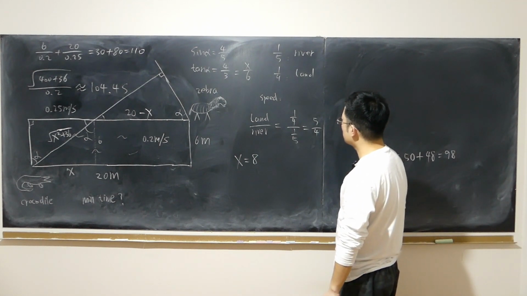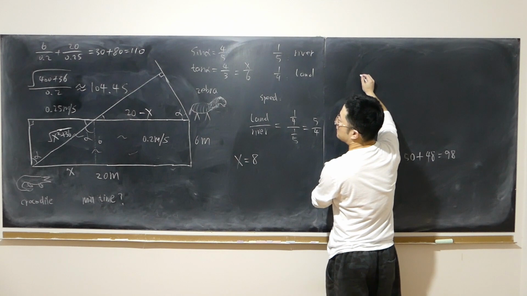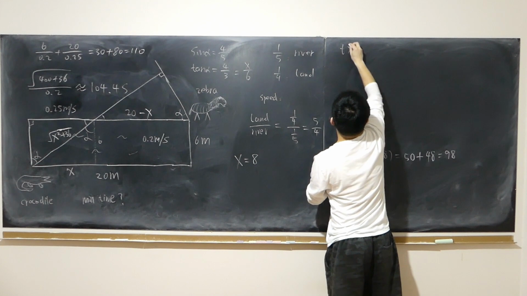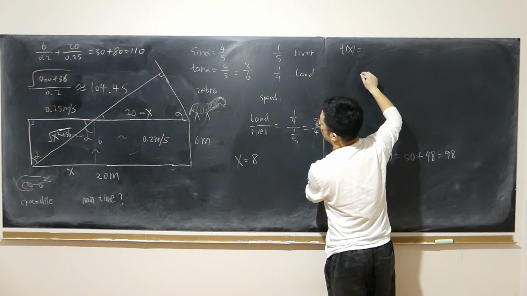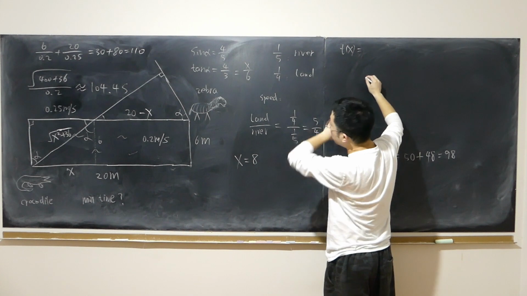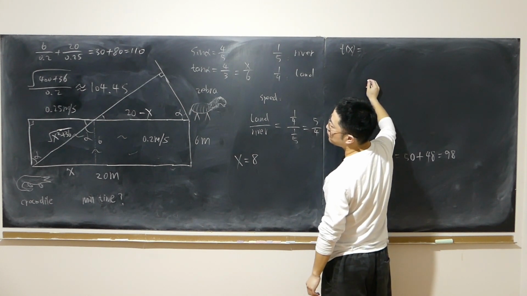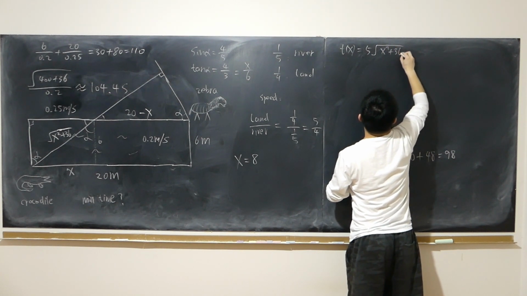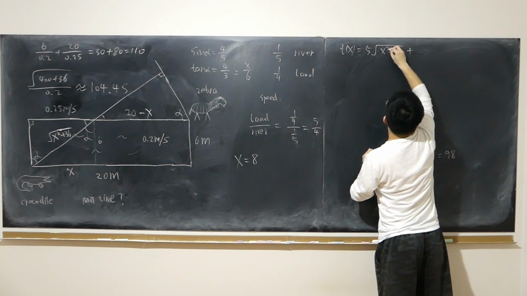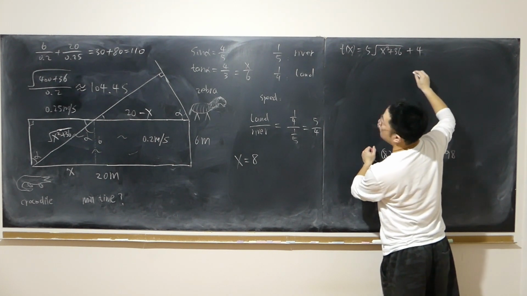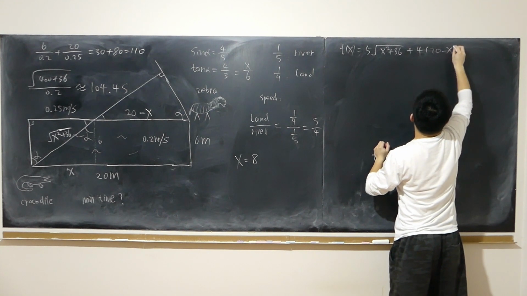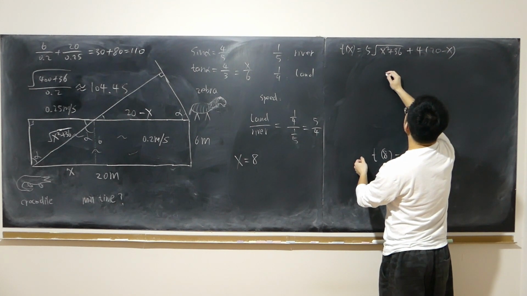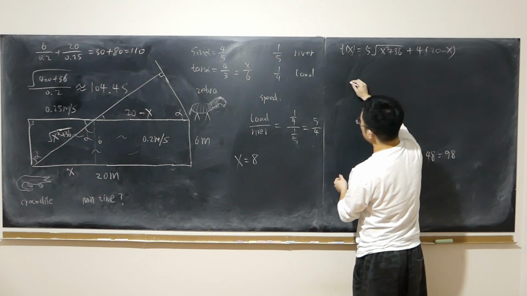Right? So here's the third method. Because previously, I remember I set the equation to be 5 times square root of x squared plus 36 plus 4 times 20 minus x. That's the time, right, in terms of x, if I remember correctly. So this time I'm going to use Cauchy inequality.